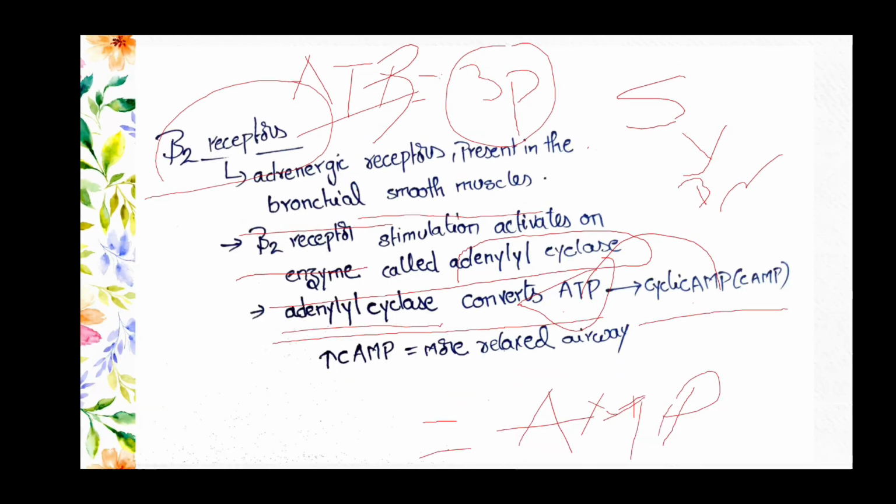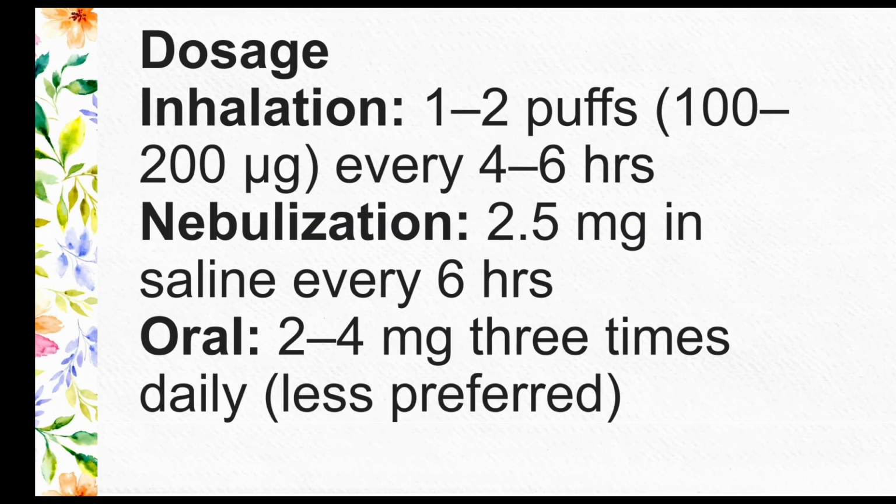Okay. Mostly these drugs are used by inhalation or nebulization, and orally. Orally, it is less preferred. We'll discuss inhalation: 1 to 2 puffs. What is this inhalation? People who have asthma have a familiar experience with this drug, right? Nebulization is 2.5 mg in saline every 6 hours. And orally, 2 to 4 mg 3 times daily.